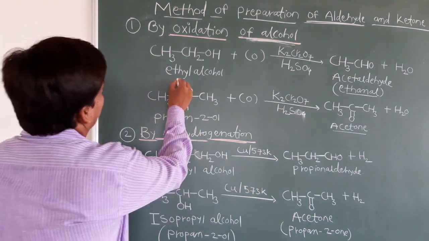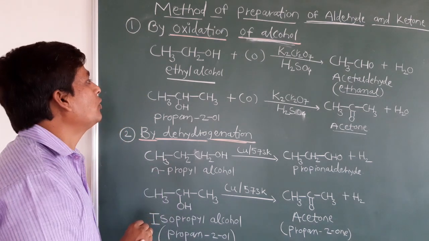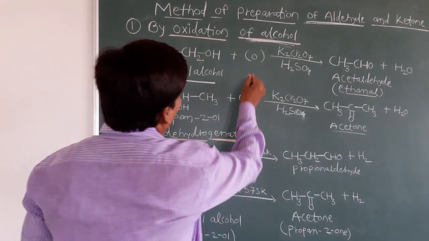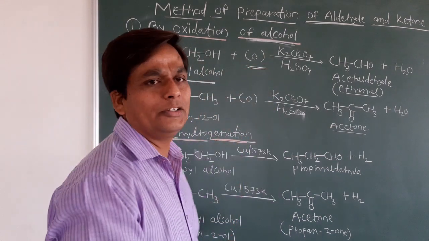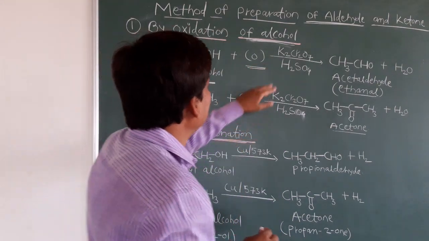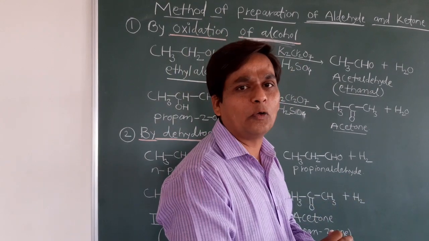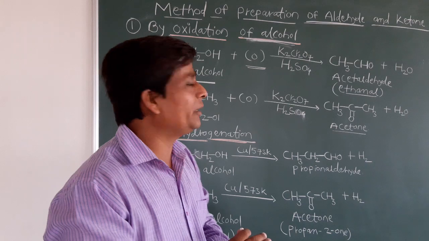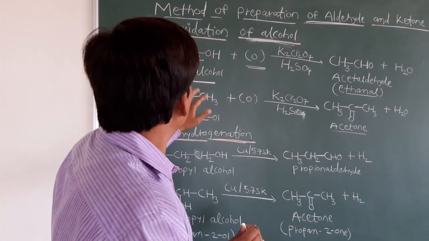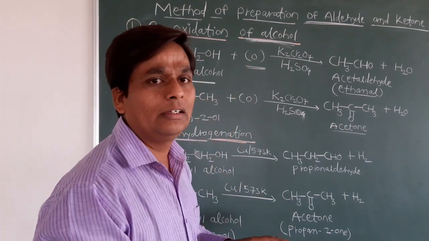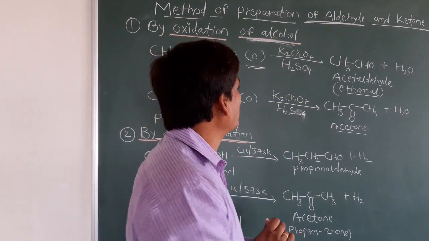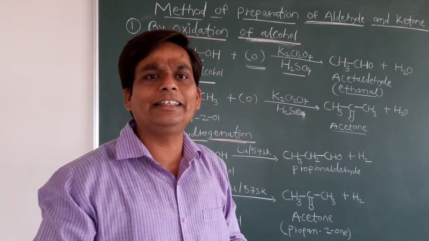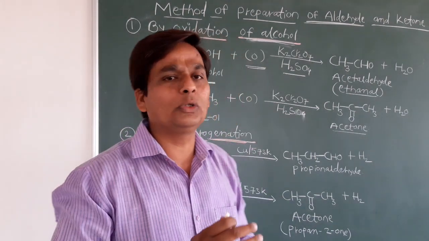See here, I have taken one molecule of ethyl alcohol, CH3CH2OH, which undergoes oxidation. Oxidation means addition of oxygen. Here I am using K2Cr2O7, potassium dichromate, as an oxidizing agent. Potassium dichromate is a strong oxidizing agent. So ethyl alcohol undergoes oxidation in the presence of potassium dichromate and sulfuric acid. Sulfuric acid here acts as a dehydrating agent, which is used to remove the water molecule.